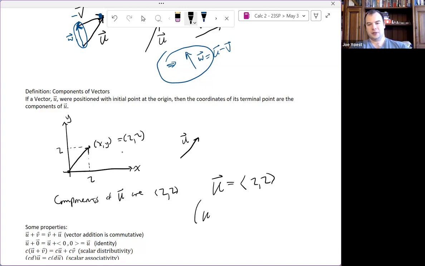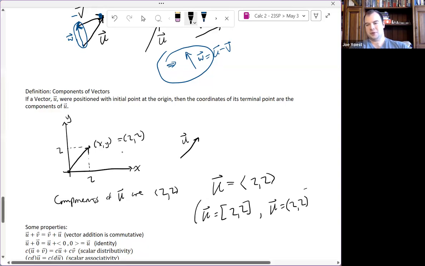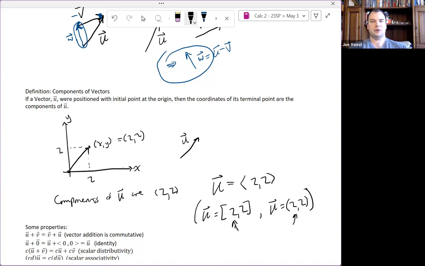You can also see this written as square brackets, and occasionally you also see it written as parentheses. But the context is going to tell you whether something like this represents an interval or a point in space, or whether it's representing the coordinates of a vector.